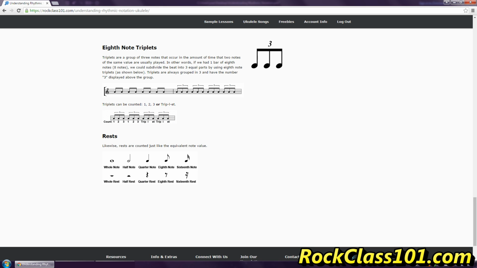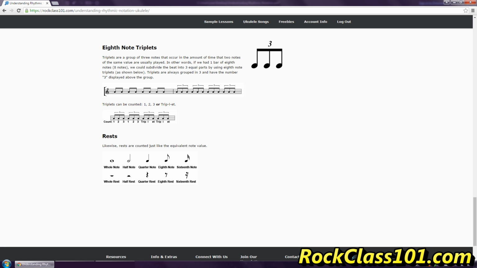Now, eighth note triplets, that's getting more complex. Triplets are a group of 3 notes that occur in the amount of time that 2 notes of the same value are usually played. If you look here underneath the text that I wrote, you can see that the first bar is sets of eighth notes. We have 2 eighth notes, 2 eighth notes, 2 eighth notes, 2 eighth notes, and then look at the next bar, you can see that instead of just 8 notes, we're adding 1 extra note to each group. So now we're fitting 3 notes into what usually takes us 2 notes to do. Instead of 2 eighth notes, you now have 3 notes.